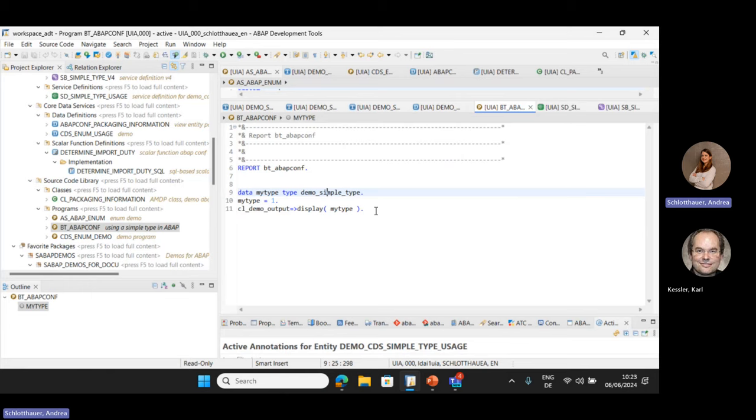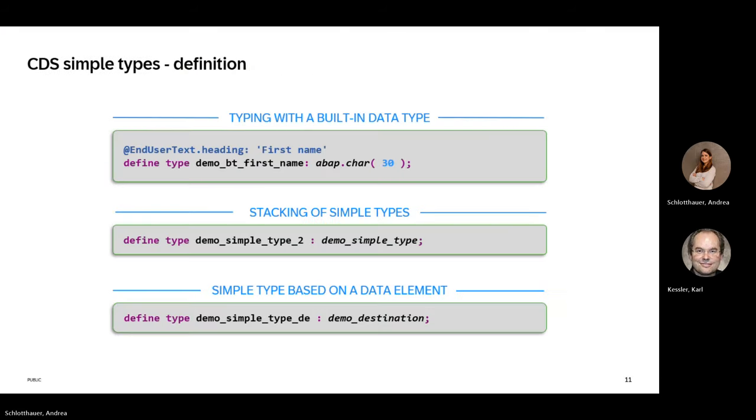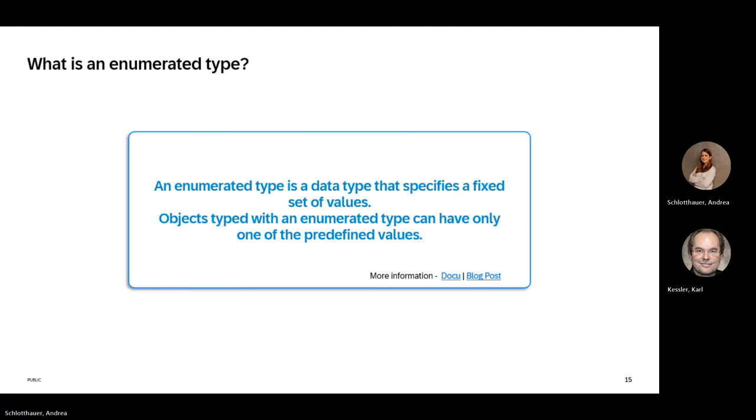Thank you, Konrad. So simple types are a way to define CDS native data types. And there's another CDS native data type that's user defined, which is the CDS enumerated type. It was also released with the last on-premise release. Enumerated types are available in other programming languages as well. So you're perhaps familiar with the concept.